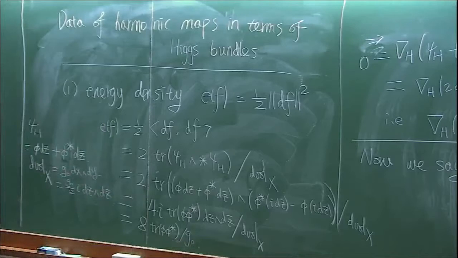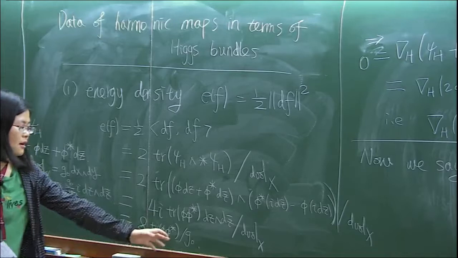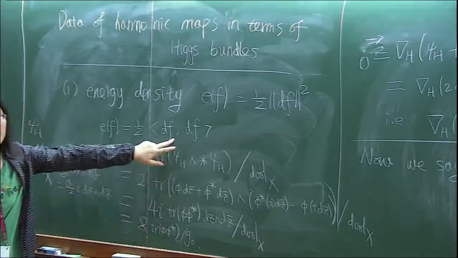This is really the translation between harmonic maps and Higgs bundles. In many cases, the harmonic map's derivative is not explicit at all, but the Higgs field might be explicit. The phi might be explicit. Maybe not phi star, but sometimes it gives more information from this formula than the original formula.